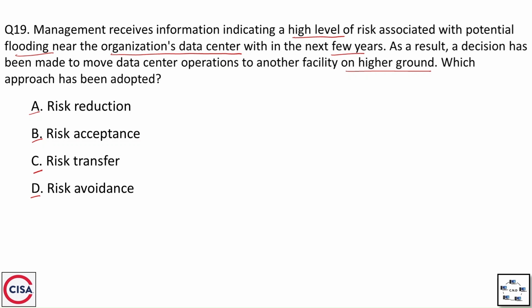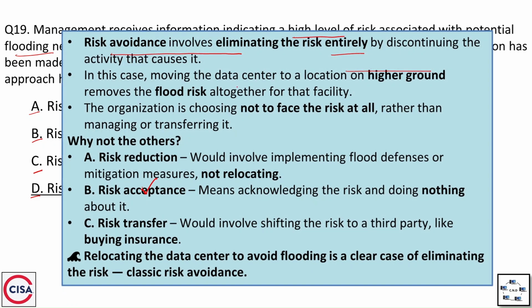And the correct option is option D, risk avoidance. Risk avoidance involves eliminating the risk entirely by discontinuing the activity that causes it. In this case, moving the data center to a location on higher ground removes the flood risk altogether for that facility. The organization is choosing not to face the risk at all rather than managing or transferring it.